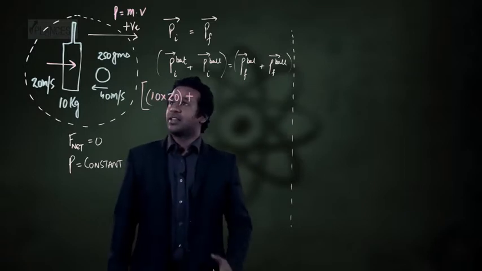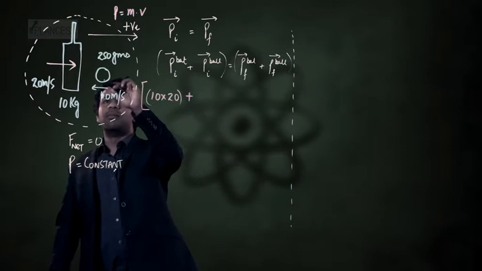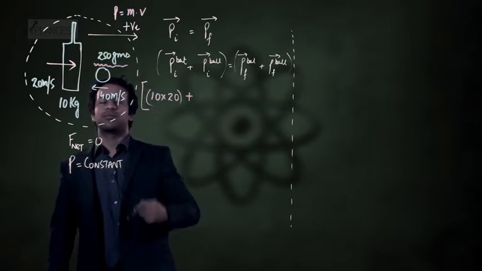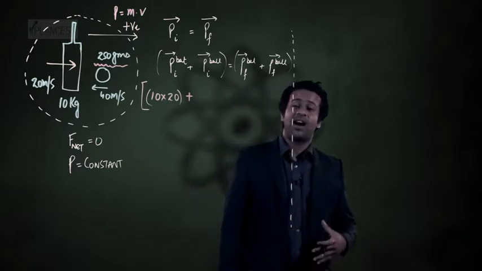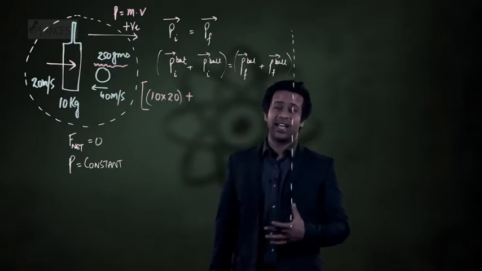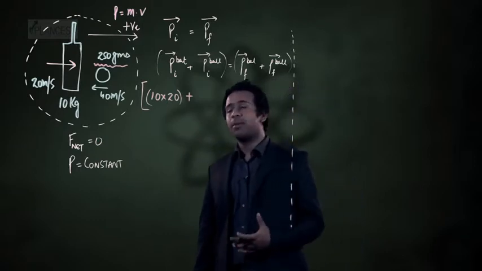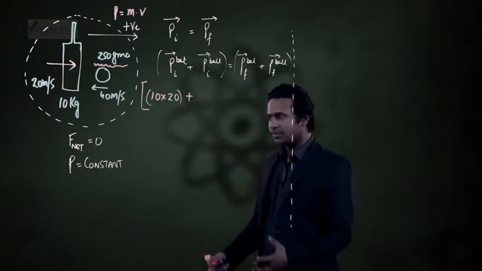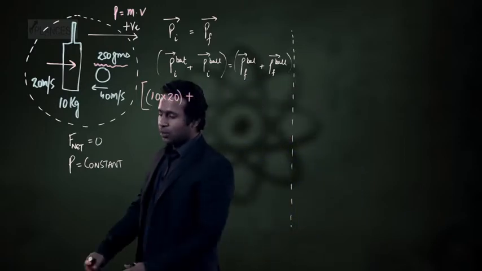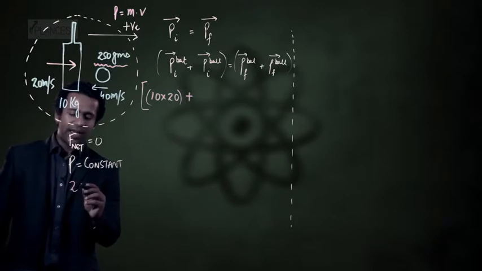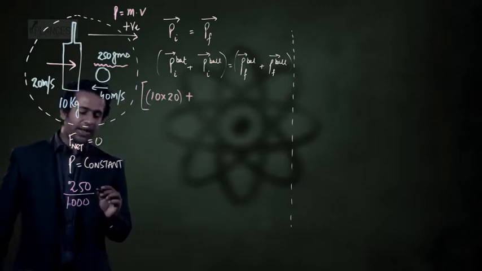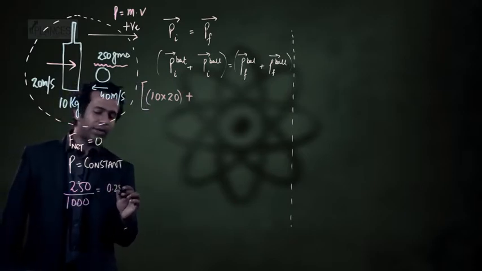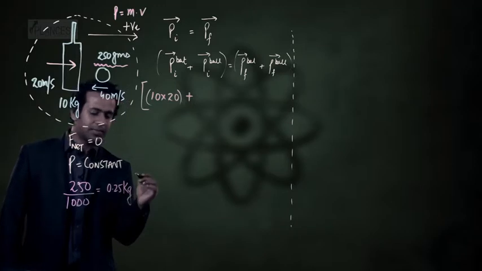Right. There's another thing to notice here: the mass given to you is in grams. Always remember, you have to substitute values after converting them into SI units. Now the SI unit for mass is kg. And I'm sure you know that to convert grams into kgs, we need to divide by 1000. So once you divide it by 1000, you get the mass as 0.25 kgs.